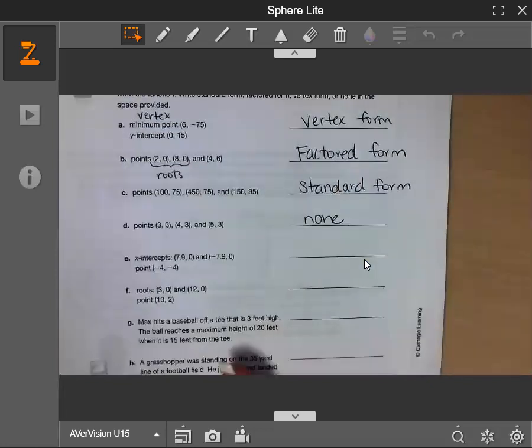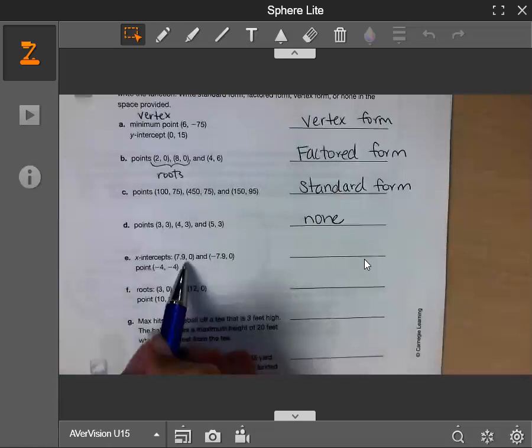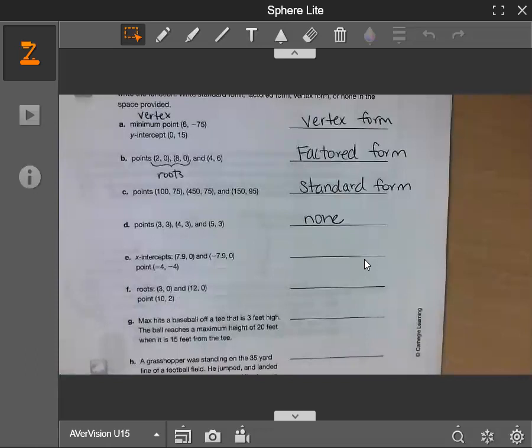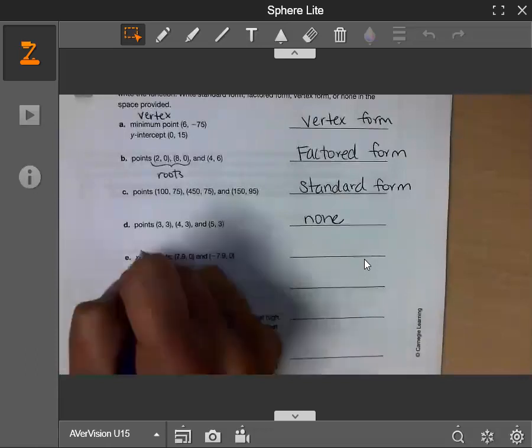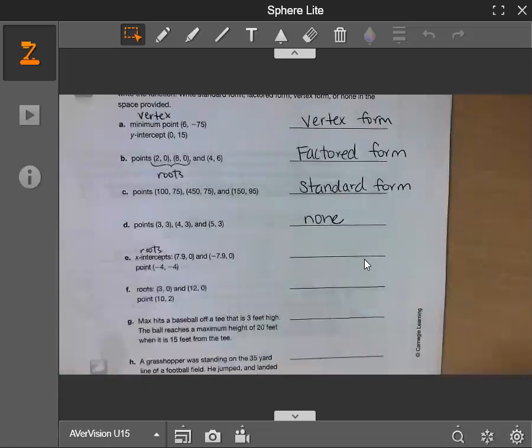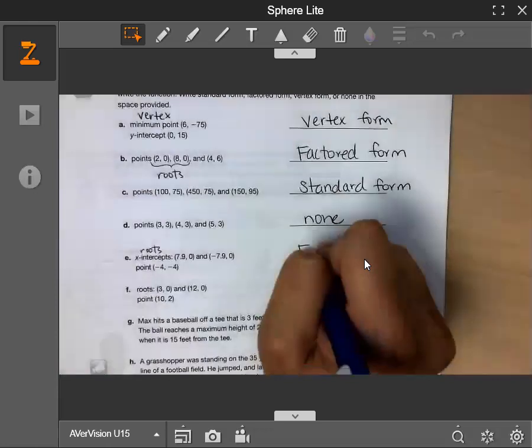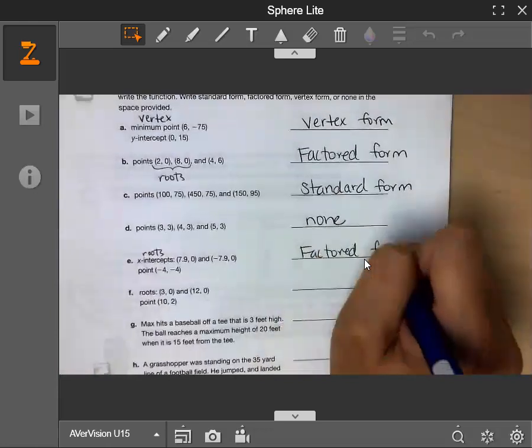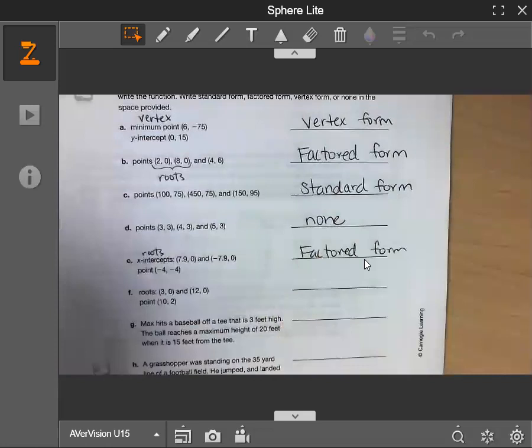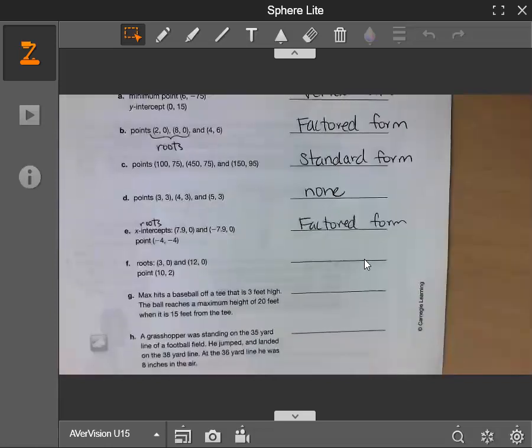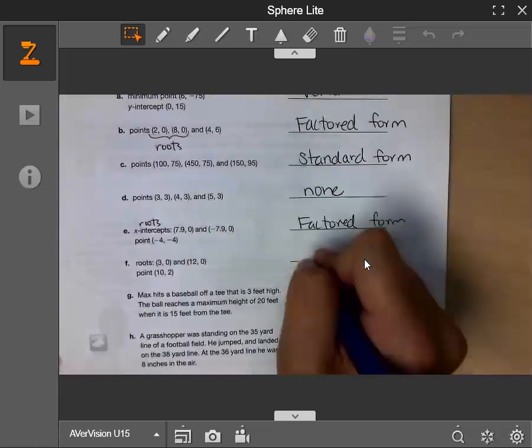Here they're giving us the x-intercepts for these two, and then a point at (-4, -4). Again, the x-intercepts are the same thing as the roots, so the factored form would be the best one there. Our next one here, roots and a point, so that would be factored form again.